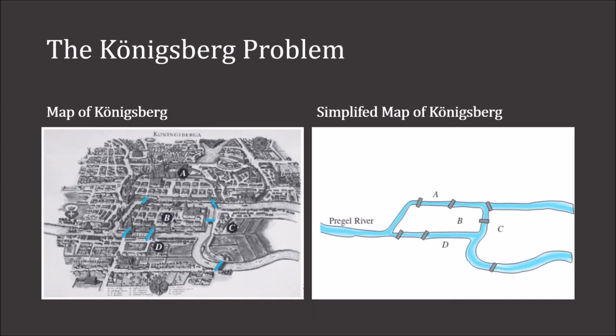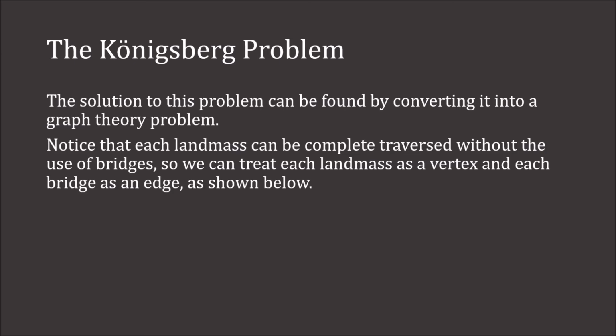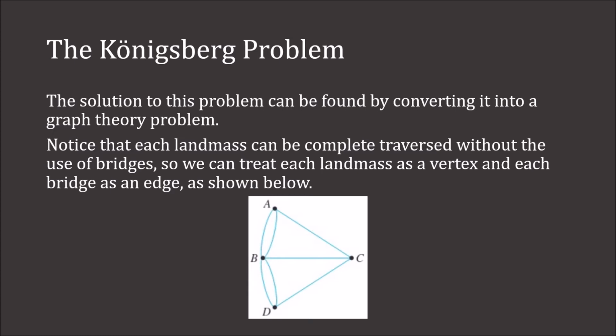It should be apparent that you can get to any point from any point in one landmass without crossing any bridges, right? So you can totally traverse landmass B without crossing a bridge, C, D, and so on. So the solution to this problem can be found by converting it to a graph theory problem. And I just mentioned this. Each landmass can be completely traversed without the use of a bridge, so we can treat each landmass as a vertex and each bridge as an edge, as shown here.